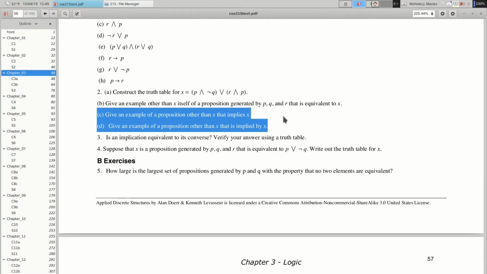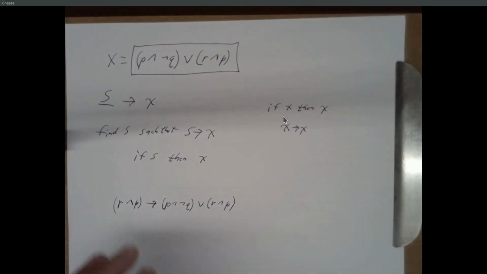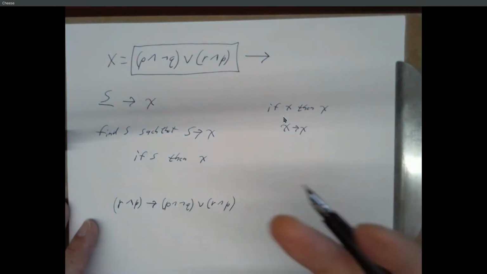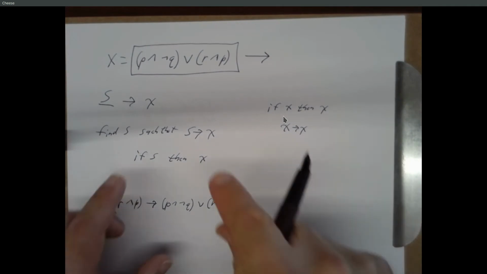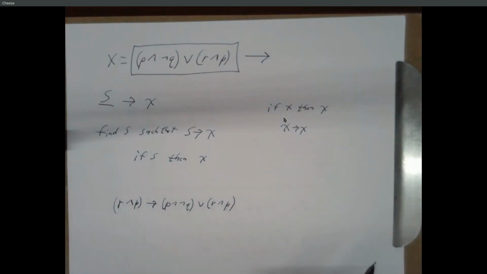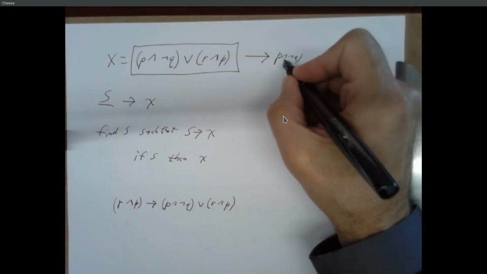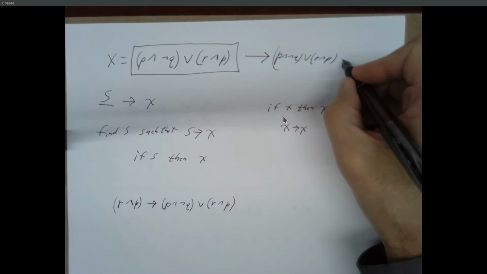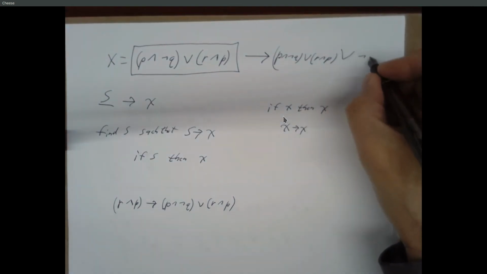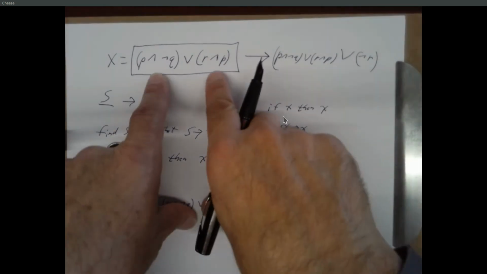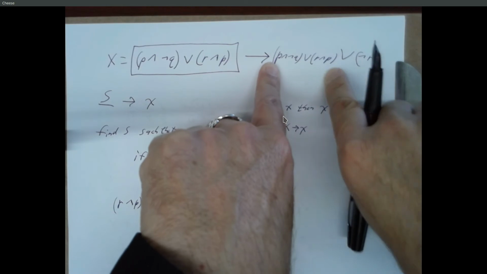The kind of flip side of that is part D. Give an example of a proposition other than X that's implied by X. So if we know that this is true, what does that imply? Does it tell us something that we know is true given that this is true? Or that with something else. Yeah, it definitely implies P and not Q, or R and P, or, I don't know, not R. Could be anything, could be a totally new proposition. If this is true, we know that this thing is true because that part is true and it's being ORed with something.